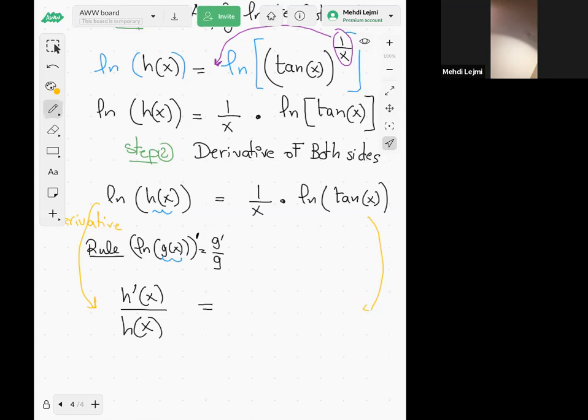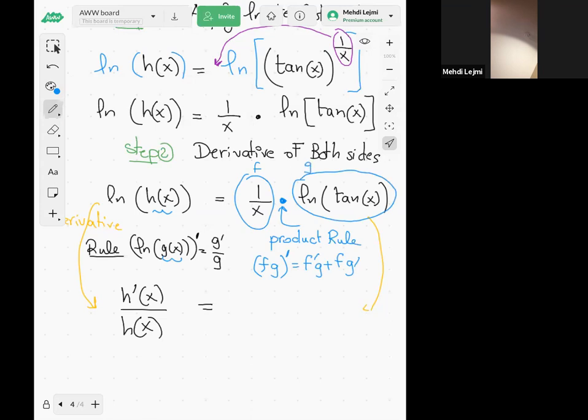a product, right? So this time 1 over x times. So this is a product, right? So if it's a product, we have to apply the product rule. And what's the product rule? If you have f times g, that will be f prime g plus f g prime, right? The 1 over x, that's your f, and this natural log of tangent, that's your g. So it's f times g. So the derivative is f prime times g plus f times g prime, right?